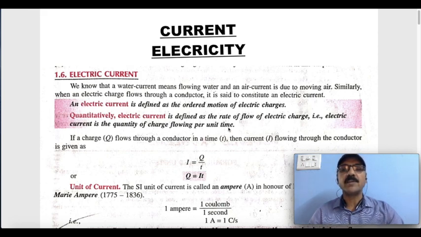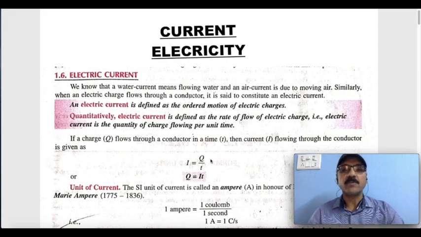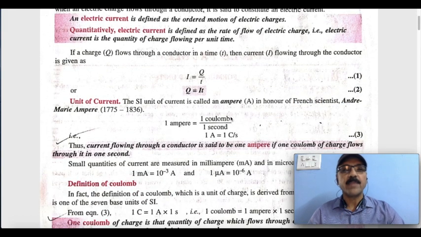Similar to what you studied in class 9, velocity is the rate of change of displacement, meaning velocity equals displacement by time, and speed equals distance upon time. Similarly, here electric current is equal to charge upon time. So electric current is the rate of flow of charge. Here capital Q denotes the charge, and small t is the time. So Q equals I t.